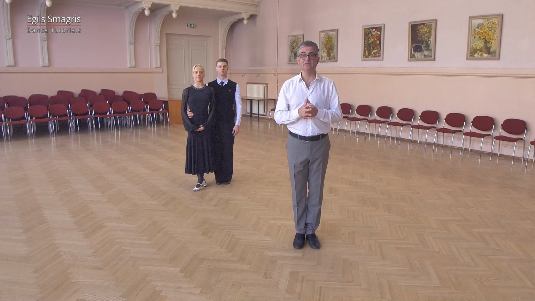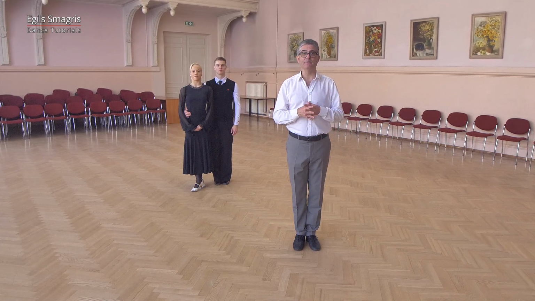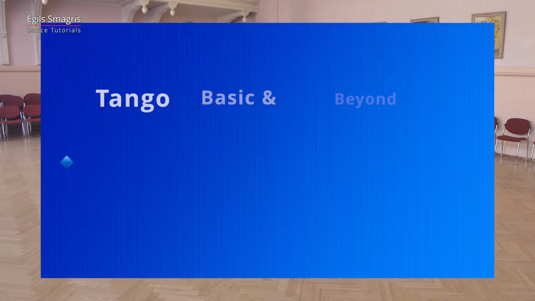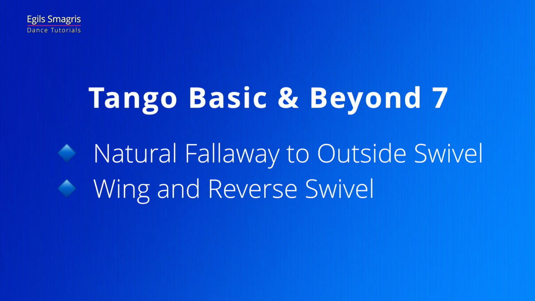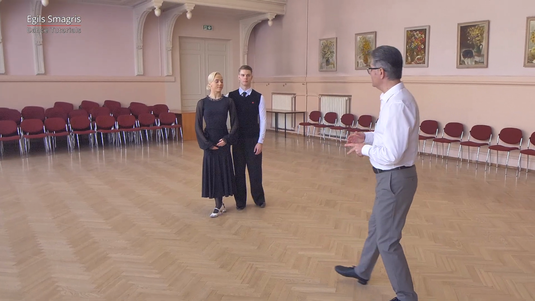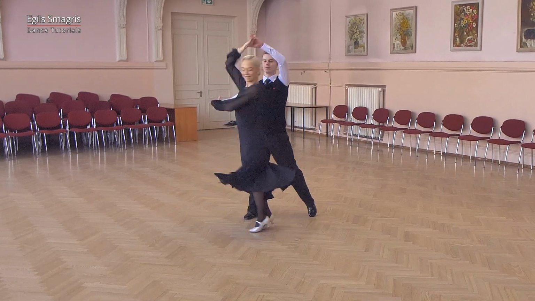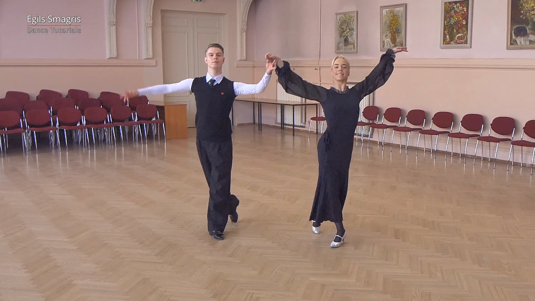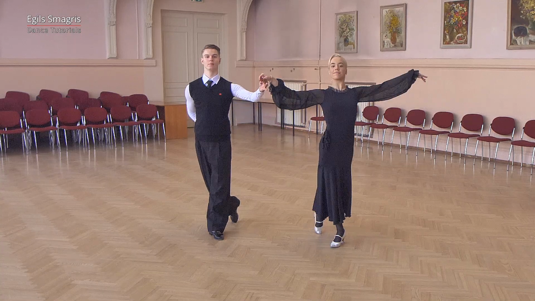Here we explore advanced figures which we can build from basic figures which you find in technique books. And today we will look at natural fallaway to outside swivel and wing to reverse swivel. And now let's welcome our wonderful demonstrators Romance and Violetta.